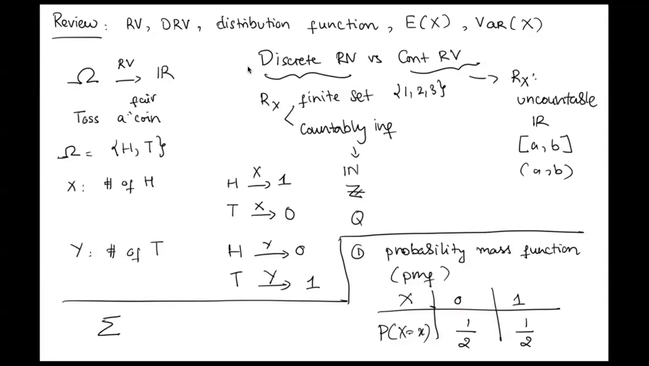So the important property you need to remember about the PMF is that if you take the probability of all possible values of x, it should add up to 1. Here we have 1/2 plus 1/2 is 1. So it's valid.